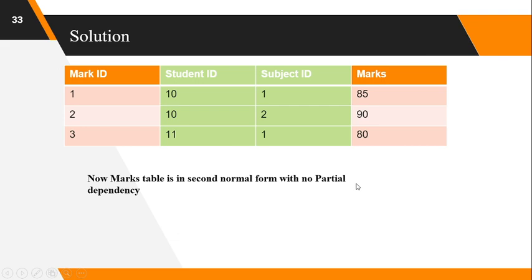So the second normal form means that a particular table should be in first normal form, which means it should satisfy all the rules in the first normal form. Then the second condition is that there should be no partial dependency. If a table has any partial dependency, it has to be identified, and the table needs to be split accordingly to get rid of the partial dependency. So that is the second normal form.